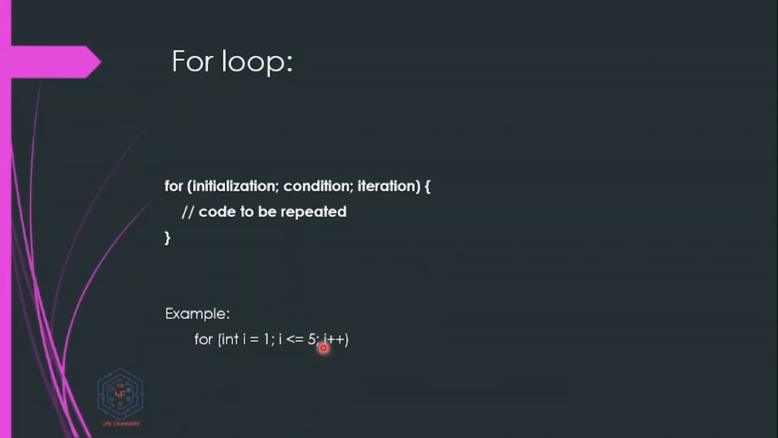Then the increment operator, that is the iteration, should be updated. That is, the i value should be updated. For example, if i is equal to 1, when it comes to this, then i equals i plus 1, so the i value becomes 2. This is how it is executed. Let's move to the while loop.